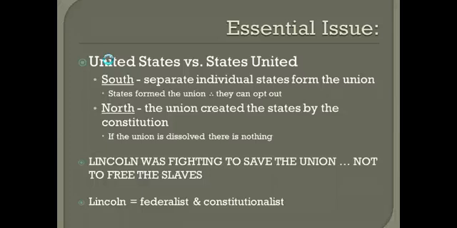Lincoln was not an emancipator. He was not pro-equality. He was fighting to save the Union, not free the slaves. He was a Federalist and a Constitutionalist. He could care less about freeing the slaves. People call him the great emancipator. That could not be further from the truth. That is historically wrong. He was not in it for equality. He was in it to save the Union.